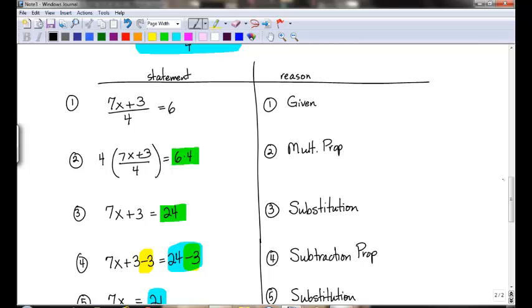Okay? On the others, I think you just list the property. Just the abbreviation is fine. If you want to say multiplication property like we did up here, substitution, okay, don't abbreviate subtraction and substitution. Write those out. Okay, I'll give you time to work.